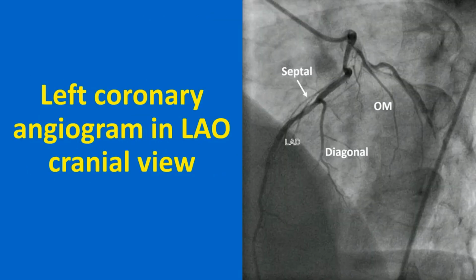In this left coronary angiogram in LAO cranial view, OM branches of LCX are seen overlapping the spine. Diagonals are seen running down between the spine and the LAD. Septal branches are seen on the opposite side but almost parallel to the LAD.